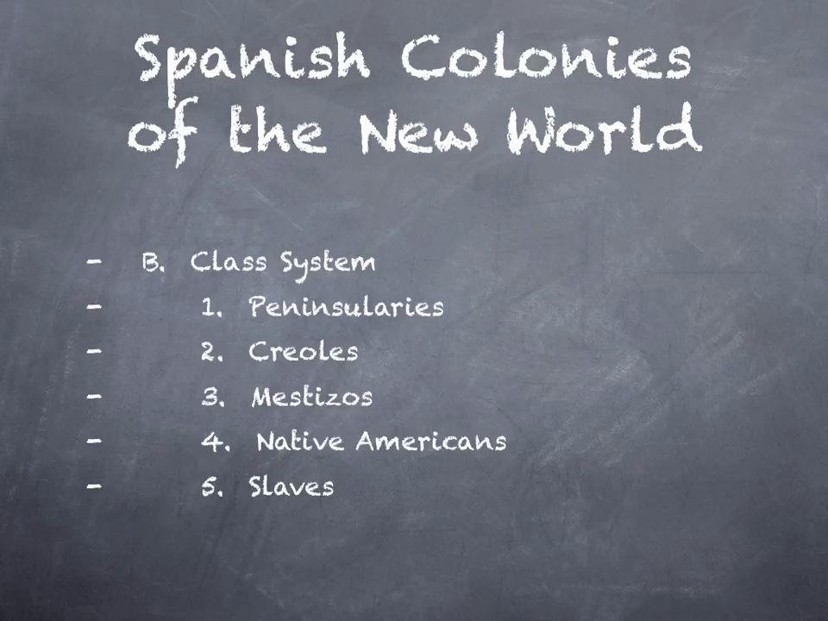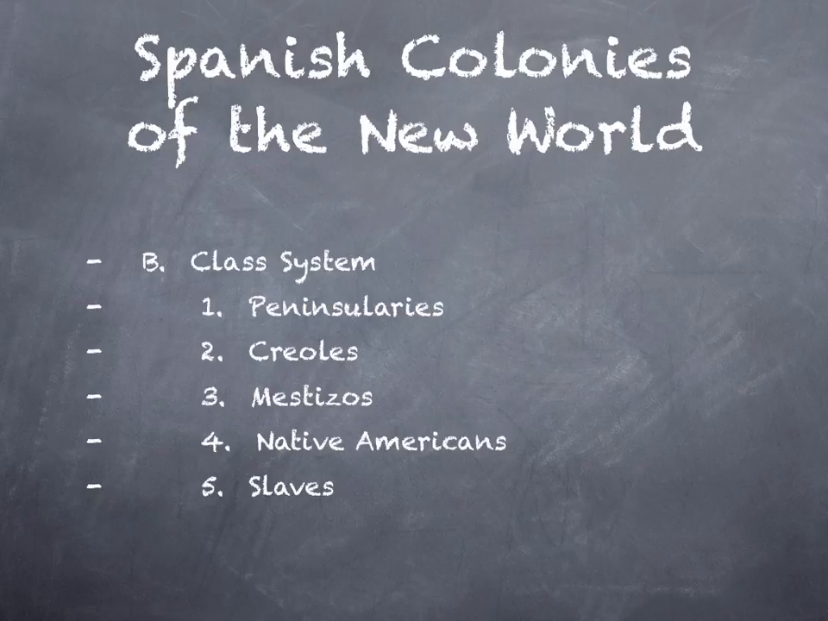These people were at the top of the social class. They were your rulers. They were your viceroys. Viceroy is another name for governor in the Spanish colonies. And they were born and raised in Europe, and they just came over. Most of the time they didn't stay. They'd go back to Europe. They were Europeans.